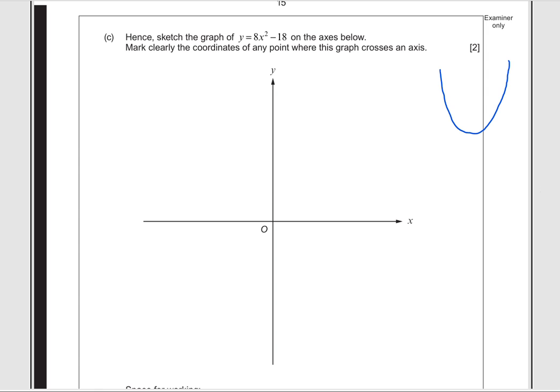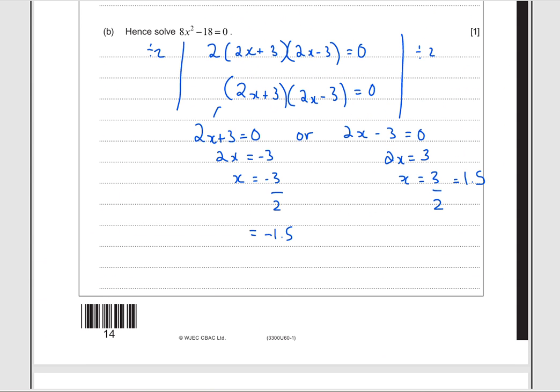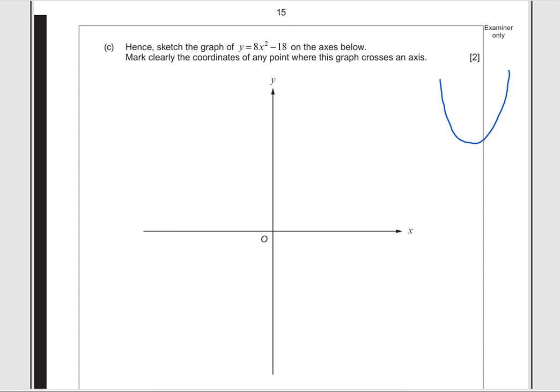Okay, in the previous part of the question, we worked out where y is equal to 0, the values of x. So my values of x when y is equal to 0 are going to be 1.5 or negative 1.5. Okay, so those are the points where it's going to cross the x-axis. We need to think about where it's going to cross the y-axis, and that's going to be when x is equal to 0.